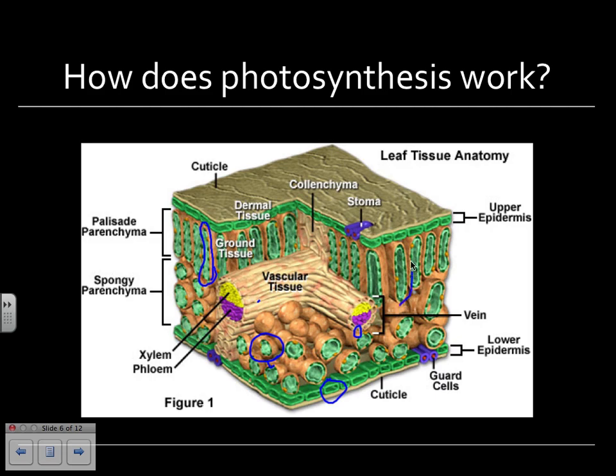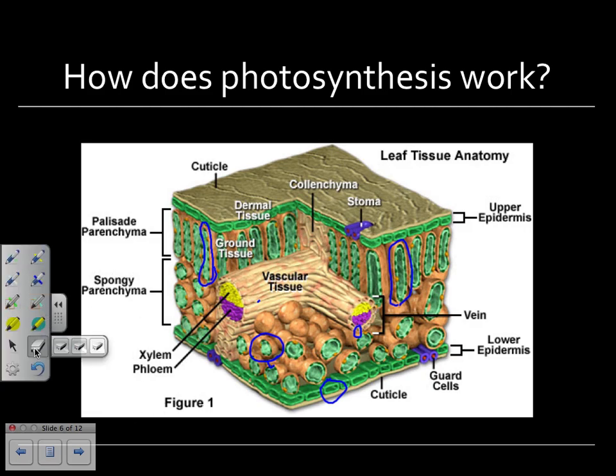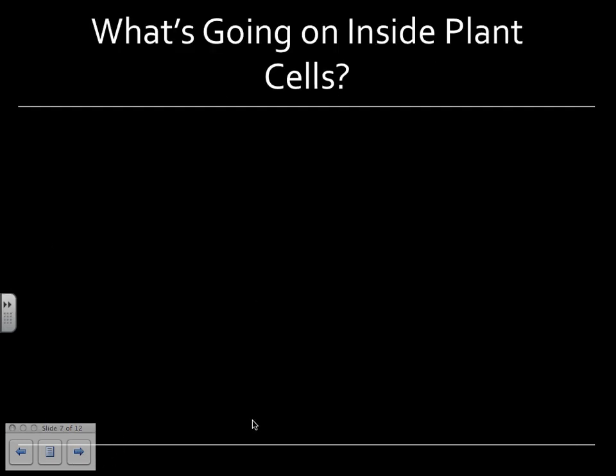We also see that these plant cells are very green, very, very green, as opposed to the ones in the vascular tissue. So what's really going on there that those cells are green like that? Well, we have to take an even closer look inside of a plant cell to see what's going on.